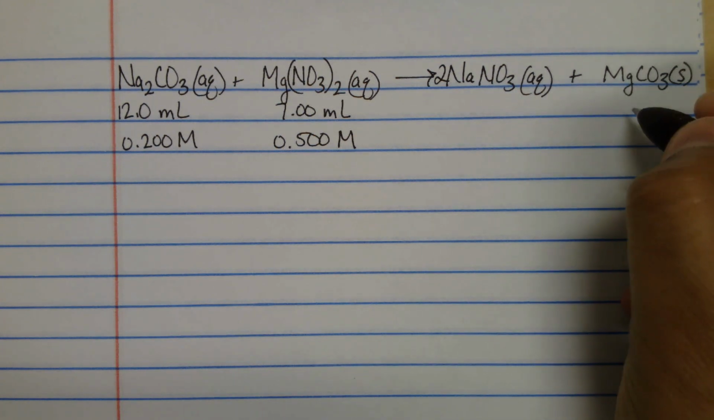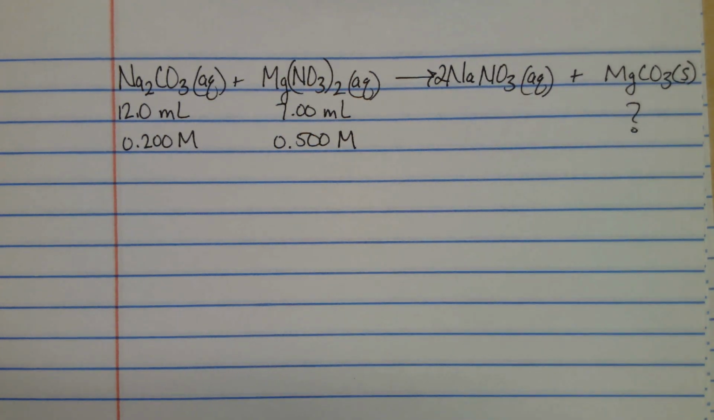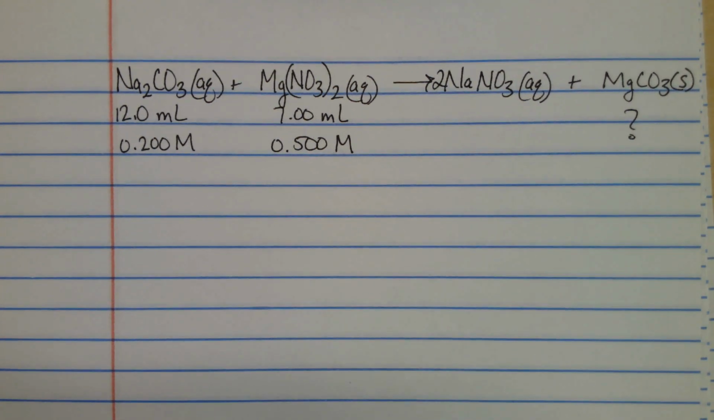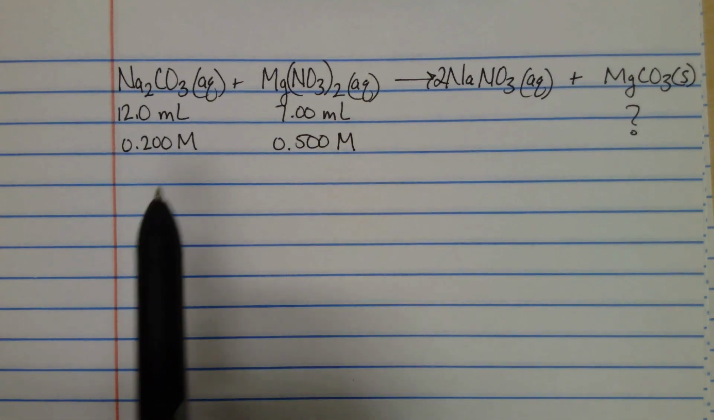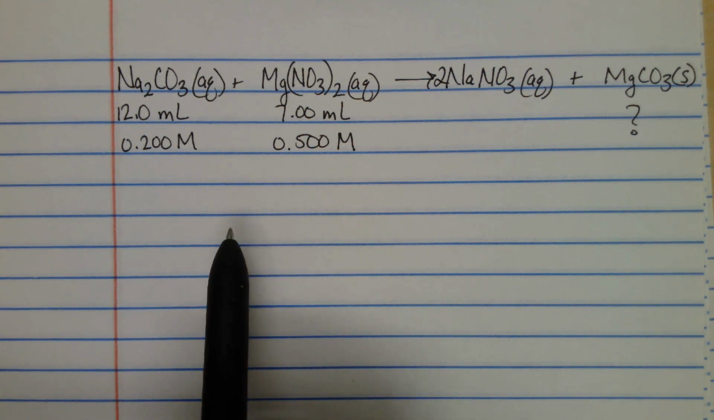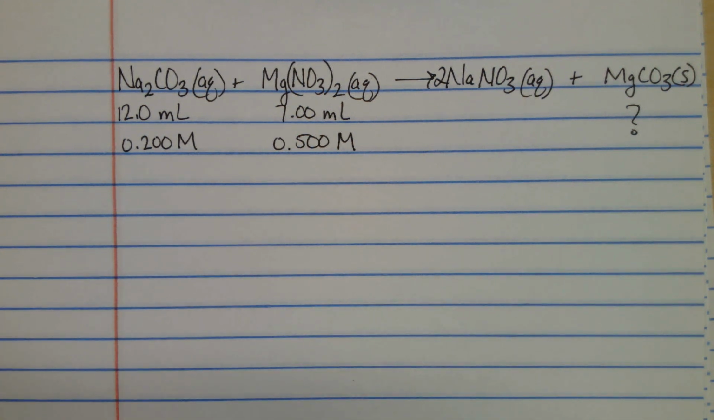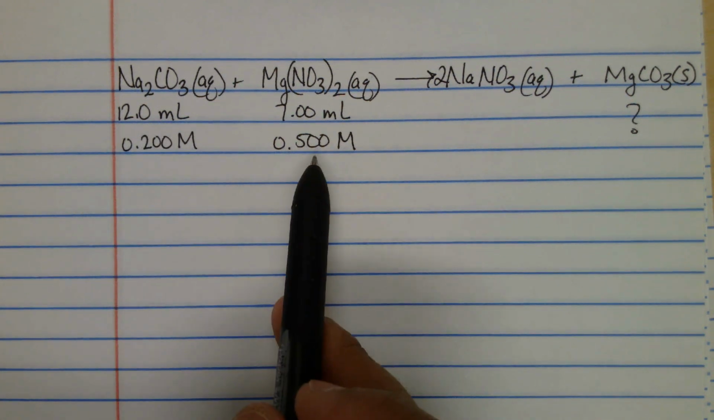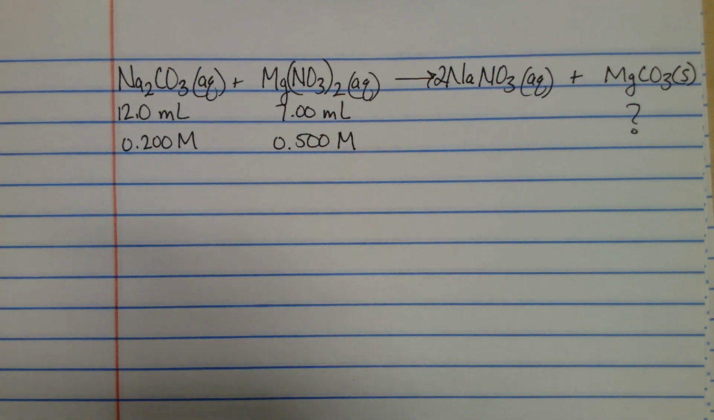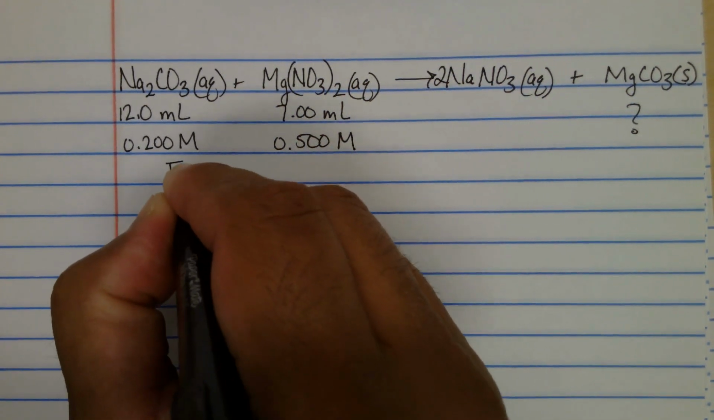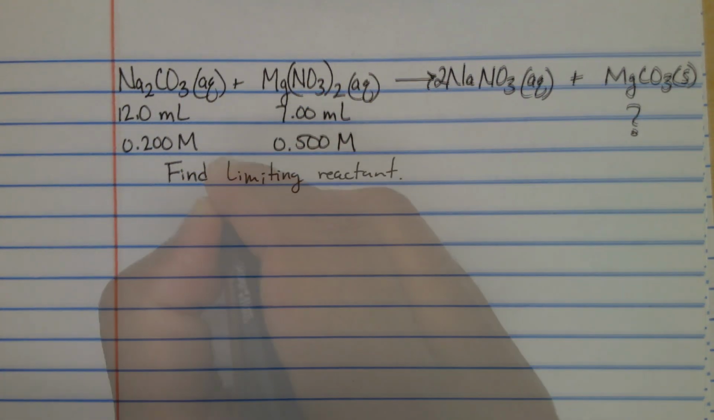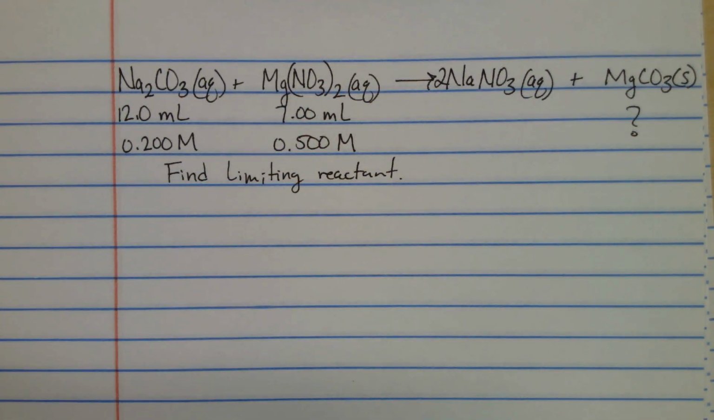So we want to know how much precipitate is formed. What is the mass produced, assuming a 100% yield? Notice that unlike our previous example, no excess reactant is given to us. There's a finite amount of reactant. And so what we need to do here is find the limiting reactant. There's a couple methods to find limiting reactant.